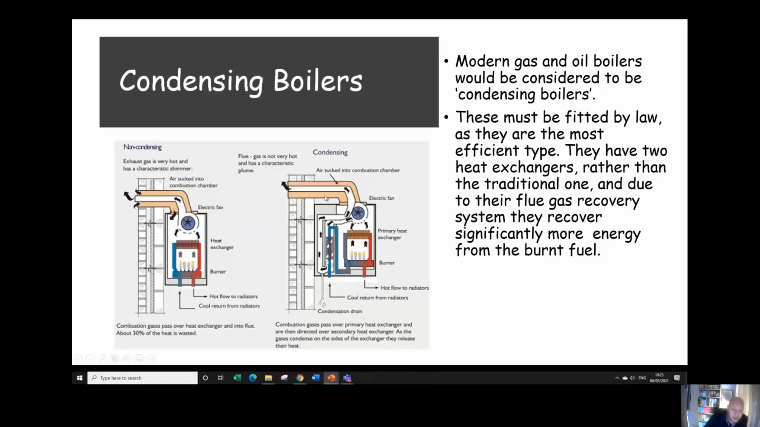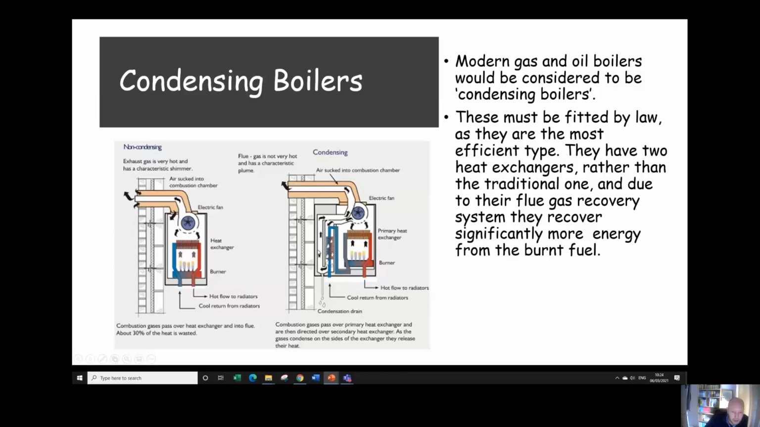And we've got these modern condensing boilers, which are all around 88, 90, 92% efficient. So it's quite a significant increase in efficiency. And the key difference is that the water goes through two heat exchangers, and the flue gases are diverted over a secondary heat exchanger as well to take more of that heat out of the flue gases.